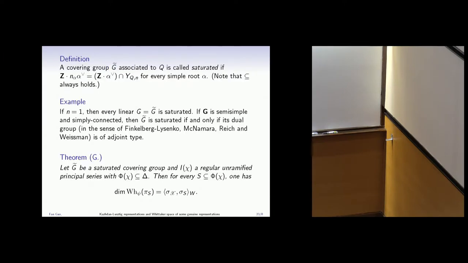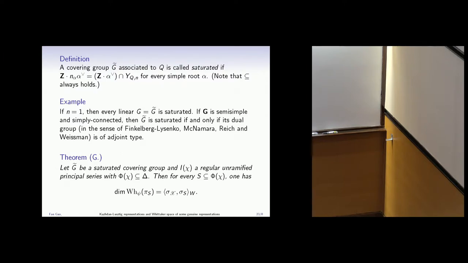Before I state the main theorem, let me introduce something technical. I would like to split my class of covering groups into two camps. One is good, and the other is not. The good one, I call it saturated. Basically, you look at each simple root, and you always have this inclusion, by the definition of this n alpha. But now, if it is equal, then I call it saturated. A more intuitive understanding of this is, for instance, if you look at covering of SL2 or maybe Sp2r, the covering group is saturated if this is a dual group, which I think was introduced already.